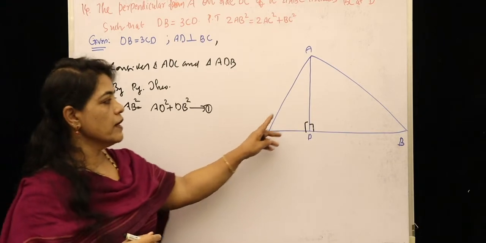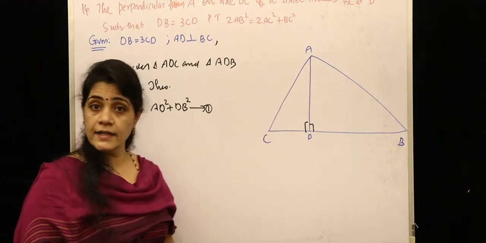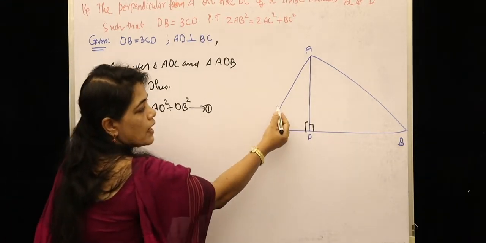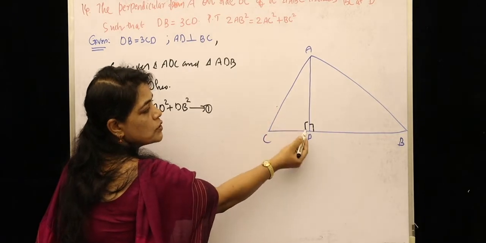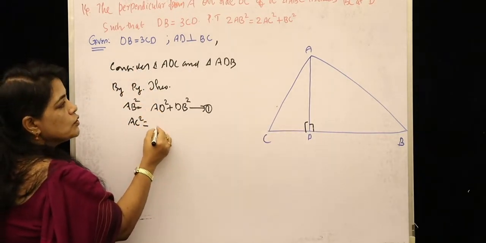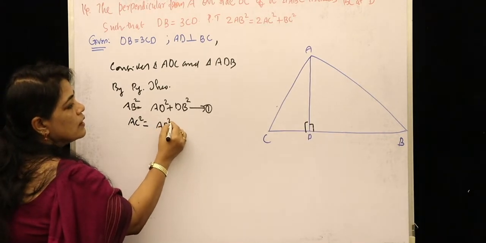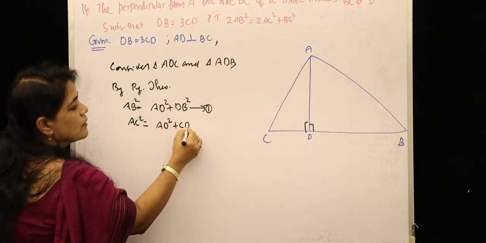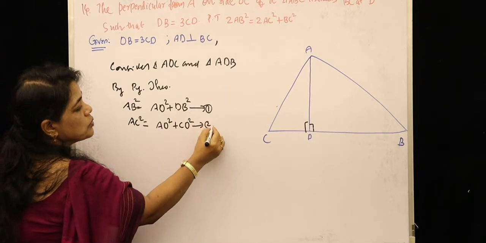The same property we are applying for the second right triangle ADC. So here the hypotenuse is the side opposite to 90 degree, AC square. So AC square equals AD square plus CD square. This can be equation number 2.